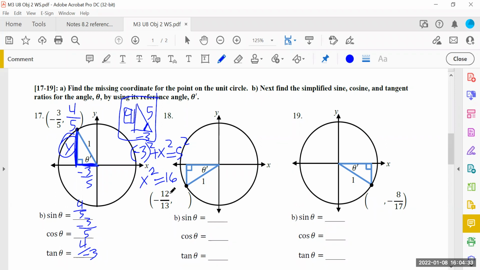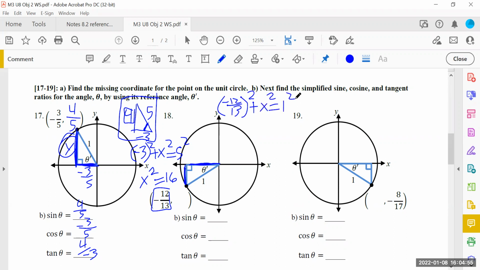So here, notice this is negative. That's describing the x value right here. If I find the y value, that should be negative also. You can do this using the fraction. You could set it up -12/13 squared plus the x value squared equals 1 squared.